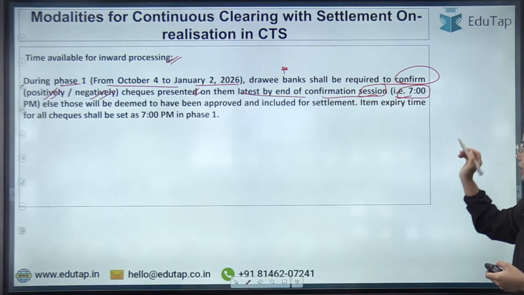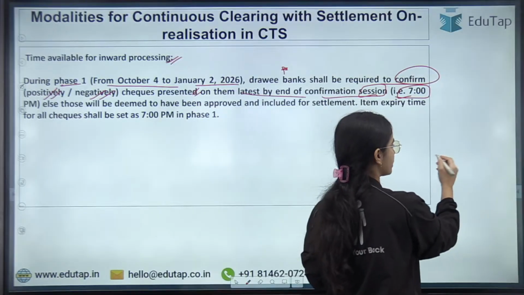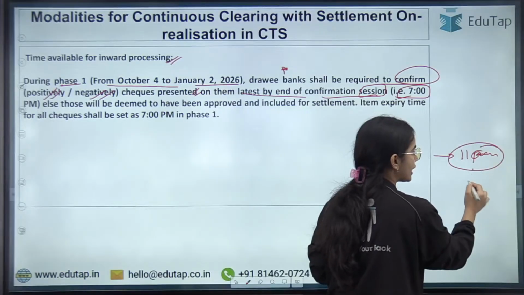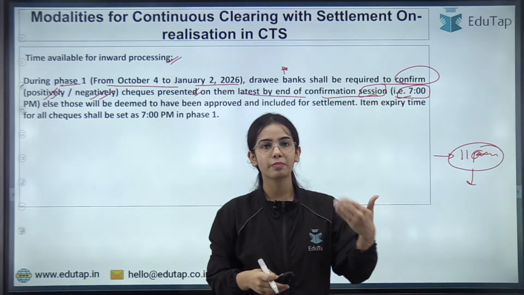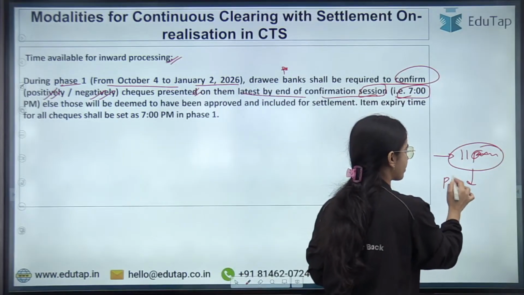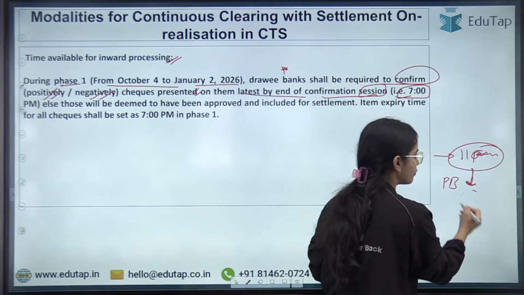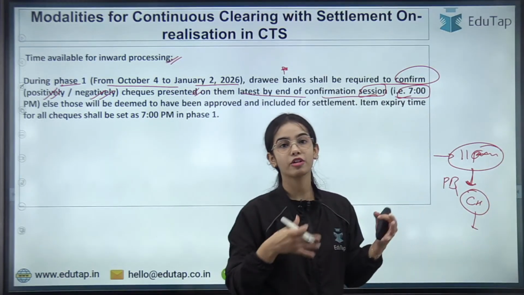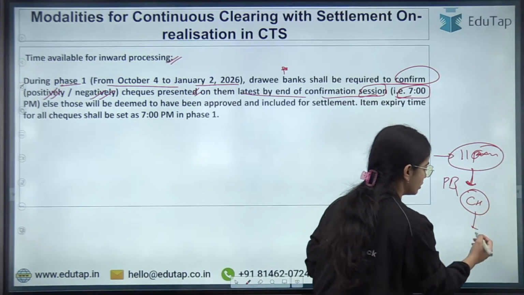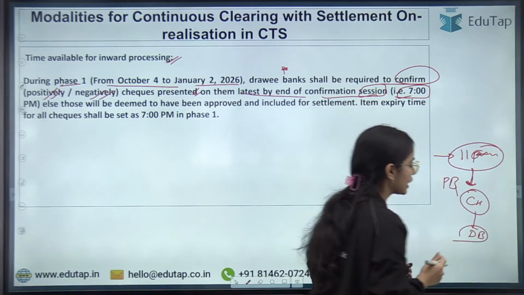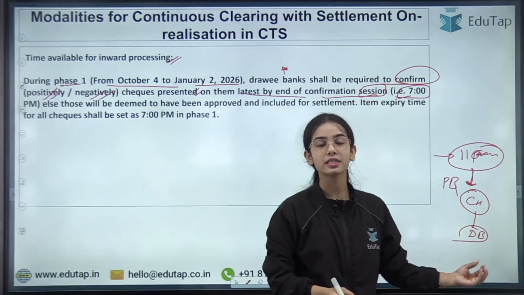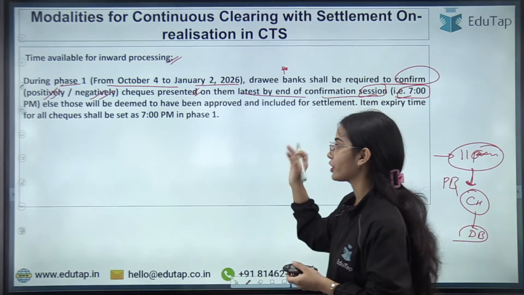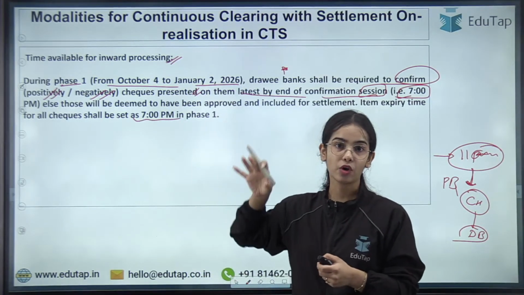p.m. That means if today, let's say, you have deposited a check at 11 a.m., as soon as the bank can, the presenting bank where you have deposited the check will pass on the check details to the clearing house. The clearing house on a continuous basis will pass on the check details to the drawee bank. Now the drawee bank that has got the details has to confirm that the check is honored or the check is dishonored in phase 1 by 7 p.m., on the same day.